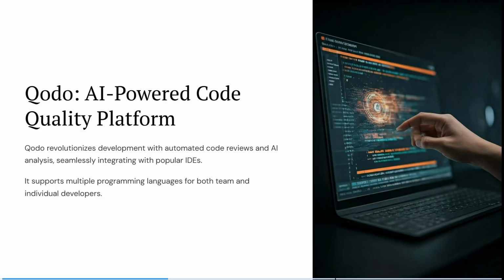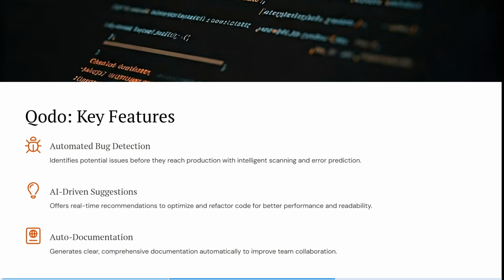Let's have a look at Qodo now. So Qodo actually revolutionizes development with automated code reviews and AI analysis. It seamlessly integrates with popular IDEs. It also supports multiple programming languages for both team and individual developers. You can see over here that it identifies potential issues before they actually reach production with intelligent scanning as well as error prediction. So it happens before you make errors.